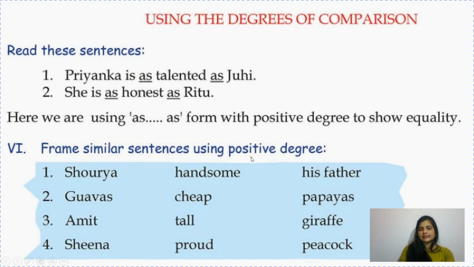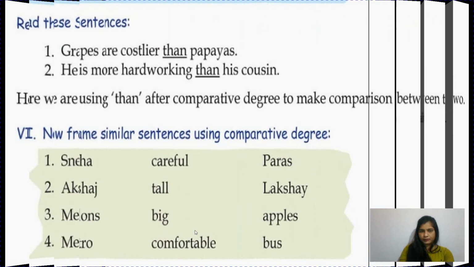Frame similar sentences using positive degree. Children, this you have to do on your own. Shaurya is as handsome as his father. Only you have to add is if it is singular and are if it is plural, and as here. Like guavas are as cheap as papayas. Amit is as tall as a giraffe. Sheena is as proud as a peacock.